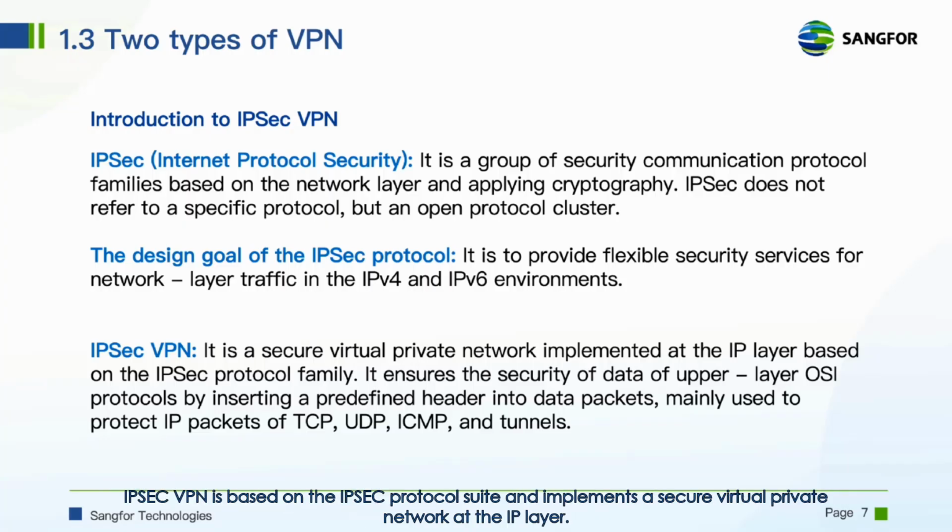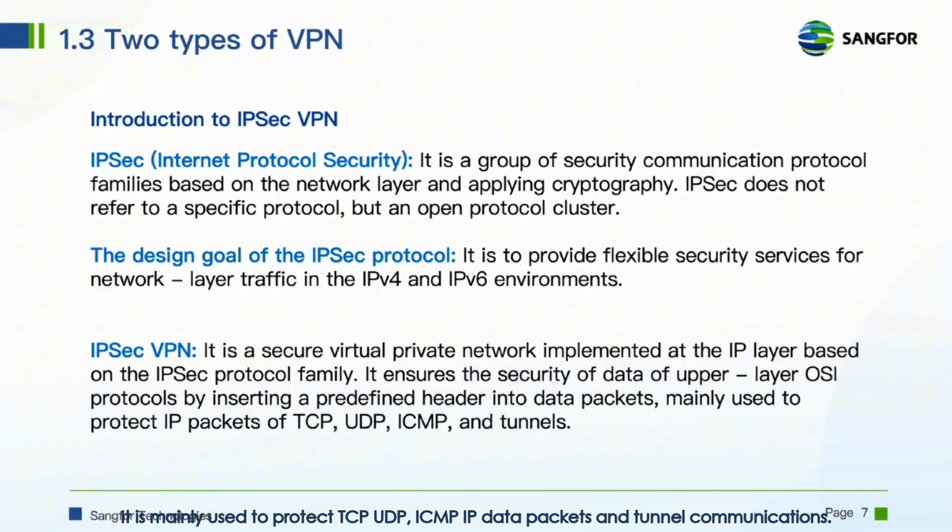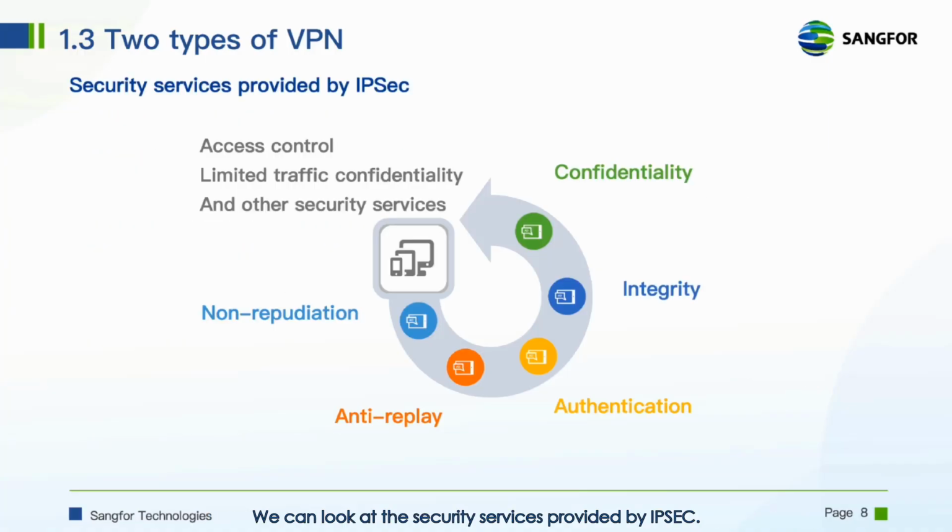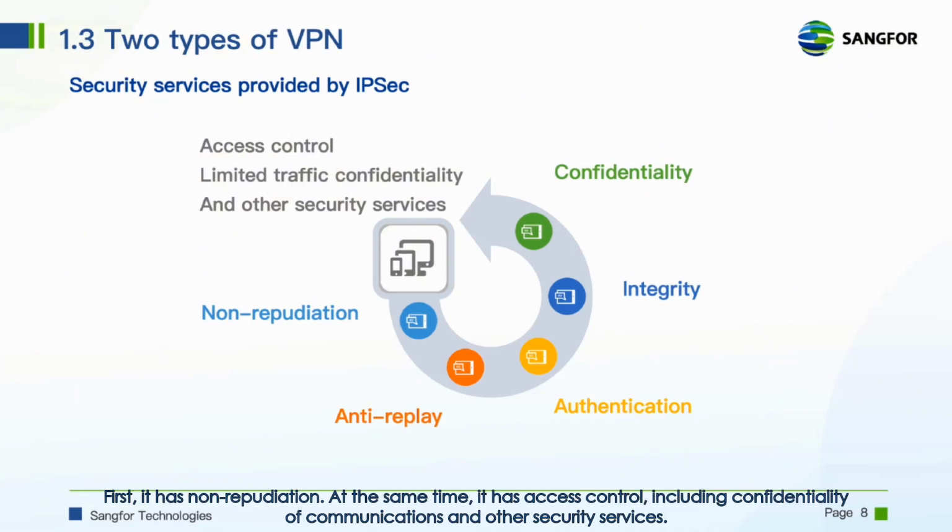IPSec VPN is based on the IPSec protocol suite and implements a secure virtual private network at the IP layer. It ensures the security of upper layer protocol data by inserting a predetermined header into the data packet. It is mainly used to protect TCP/UDP, ICMP/IP data packets and tunnel communications. We can look at the security services provided by IPSec. First, it has non-repudiation. At the same time, it has access control, including confidentiality of communications and other security services.